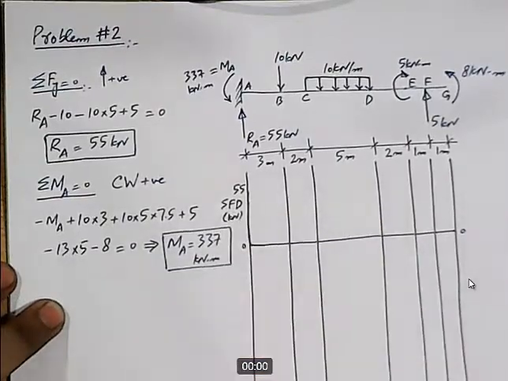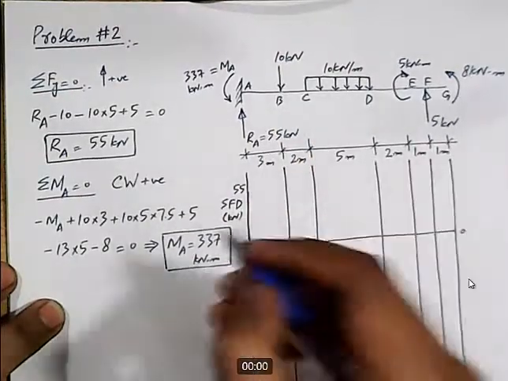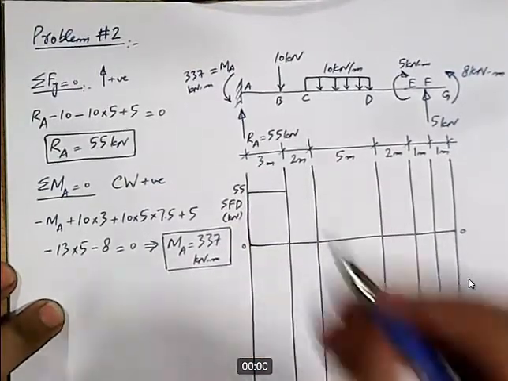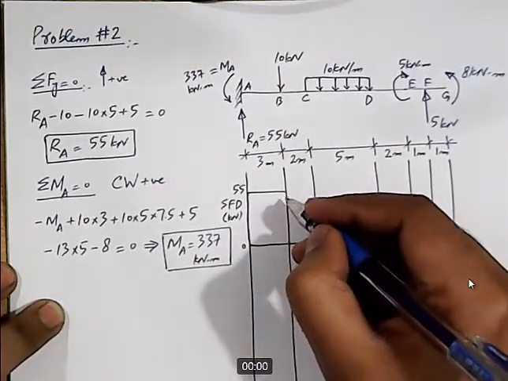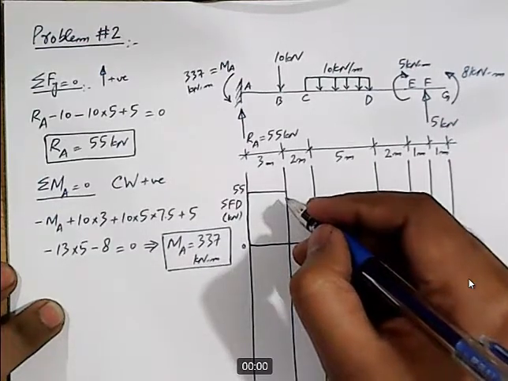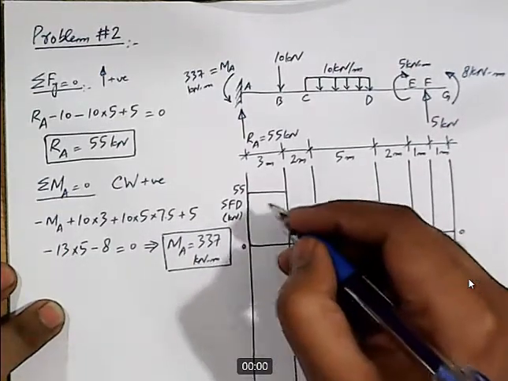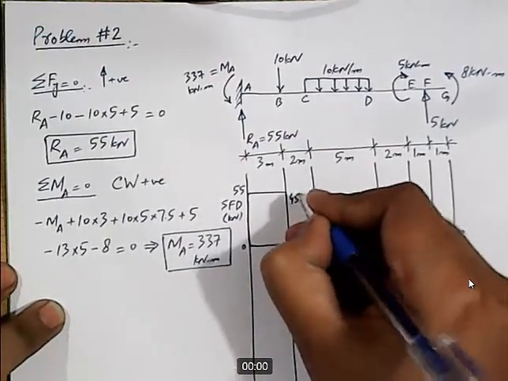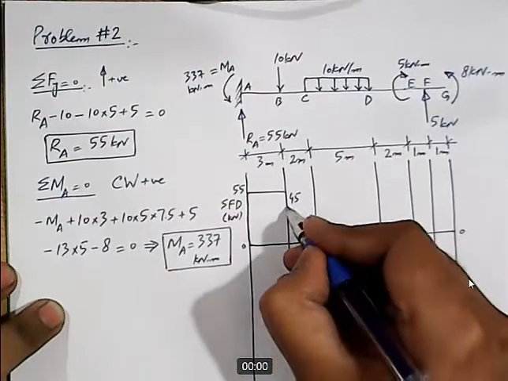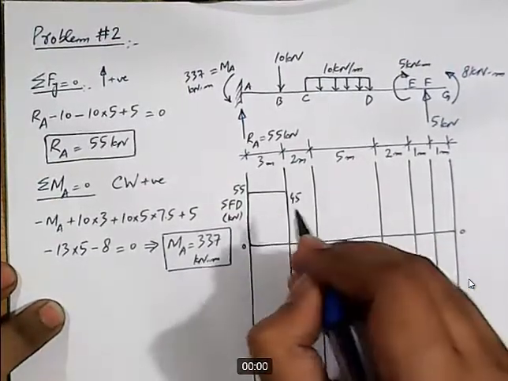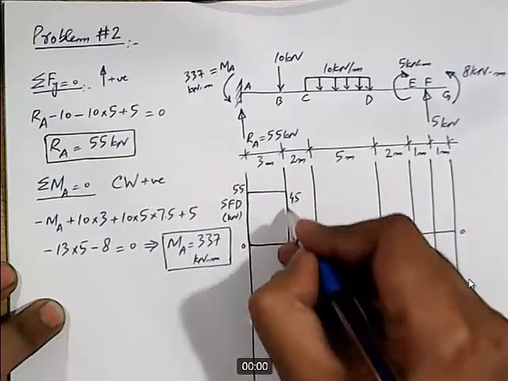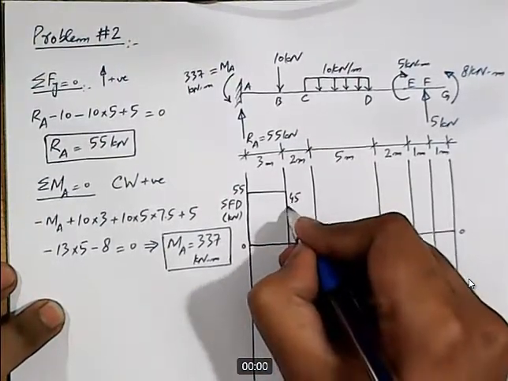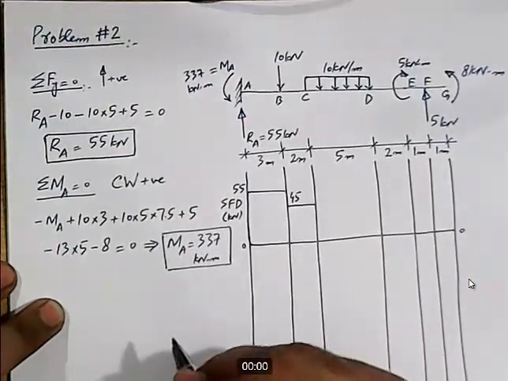And then from A to B, there is no point load acting, so we will move straight along the 0 line. And at point B, there is a point load acting in downward direction with a magnitude of 10. So 55 minus 10 will bring us to 45. And then at point B, we are done with point B. While moving from B to C, there is no load acting, so this will be a straight line, 0 degree line.